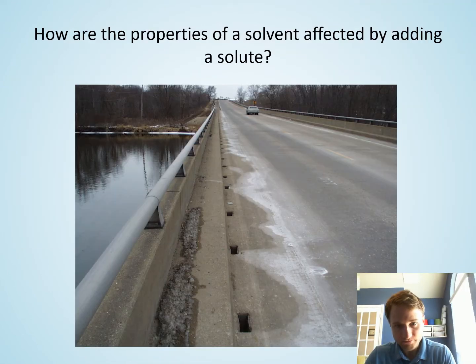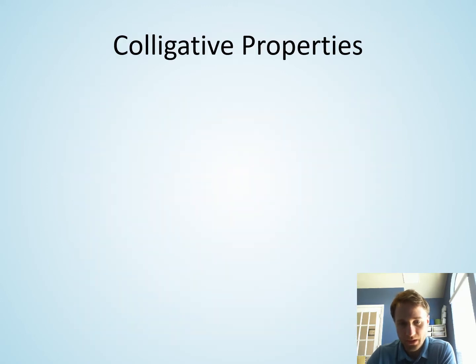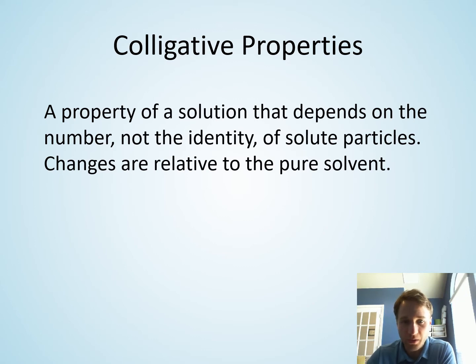And so what we can ask ourselves is what happens to the properties of the solvent, of the solution, when you add some solute. And this is related to things like why we add salt to roads when it snows. These types of properties are called colligative properties. A colligative property is a property of the solution that depends on the number, not the identity, just the amount, the number of solute particles.